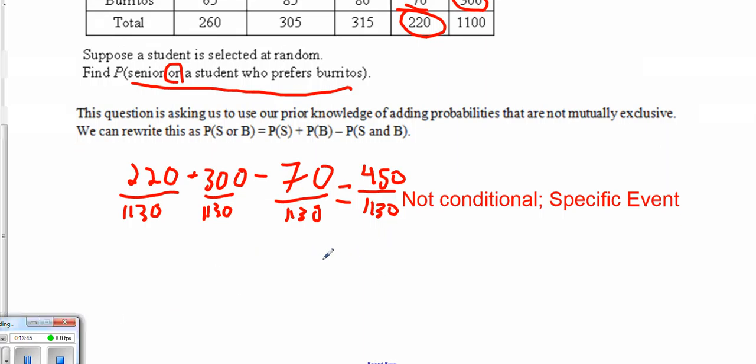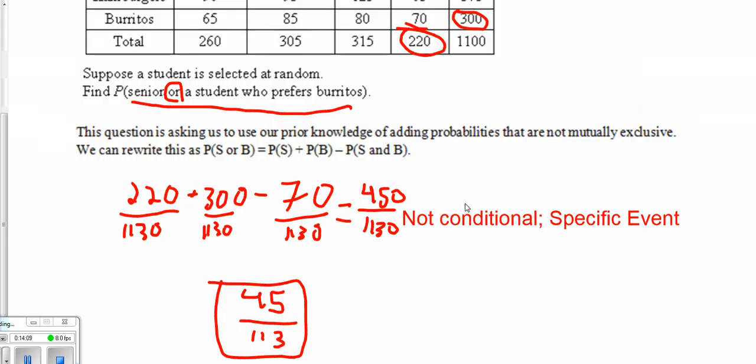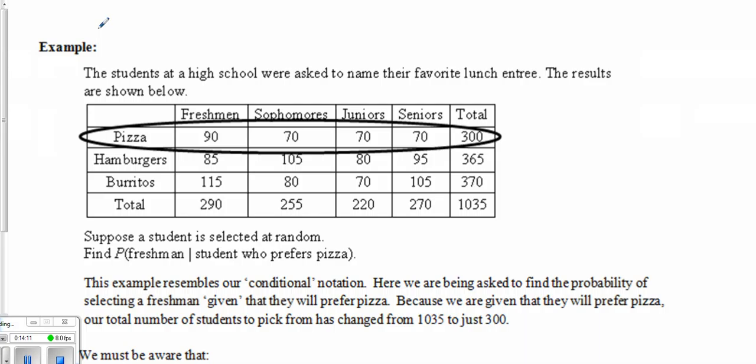Now also at the end, you would want to reduce that if you can, so that would become 45 out of 113. We can just divide 10 out of each. So the probability of getting someone who is a senior or a student who likes burritos would be 45 out of 113. So you kind of have to be careful of, is this a condition or is this just being specific? Now this is not conditional, it's just a specific event.